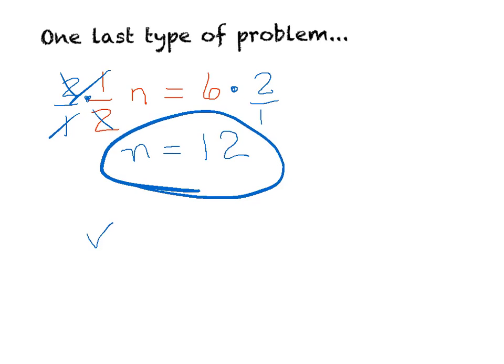You substitute in whatever your value was for n back into the original equation. So in this case, for instance, this problem, we can do this. Okay, we can take 1/2 times 12, because that's what we got for n, equals 6. Well, 1/2 of 12 is 6. So 6 does equal 6, so we know that we are right. And that's working with equations with variables.